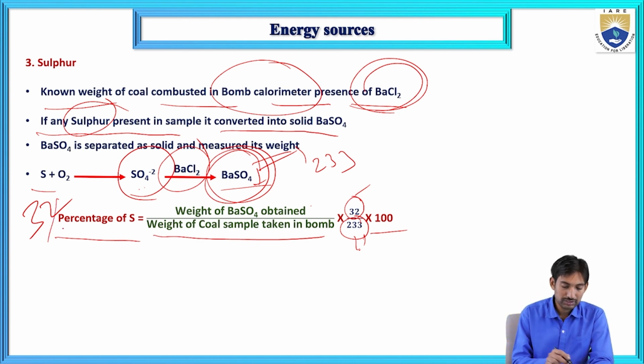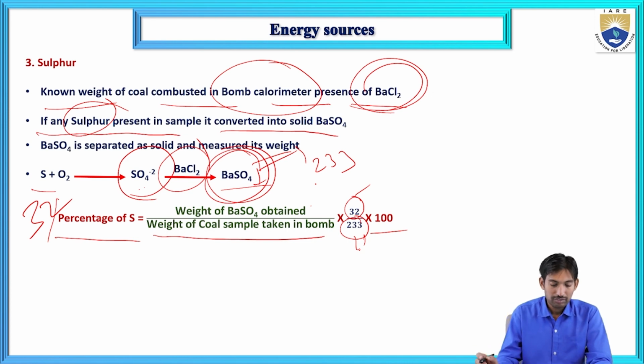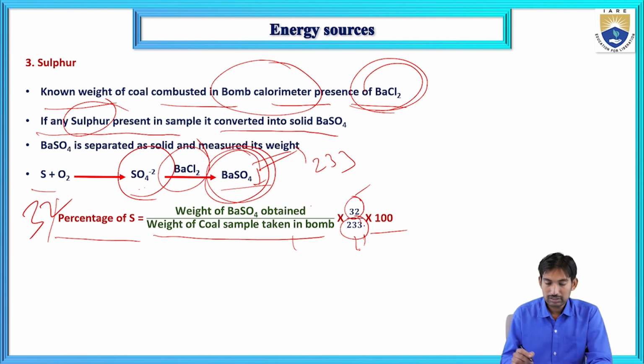The formula for the percent of sulfur equals the weight of the barium sulfate obtained divided by the weight of coal sample taken in the bomb, into 32 divided by 233, into 100. Here 32 is the weight of sulfur and 233 is the weight of barium sulfate.